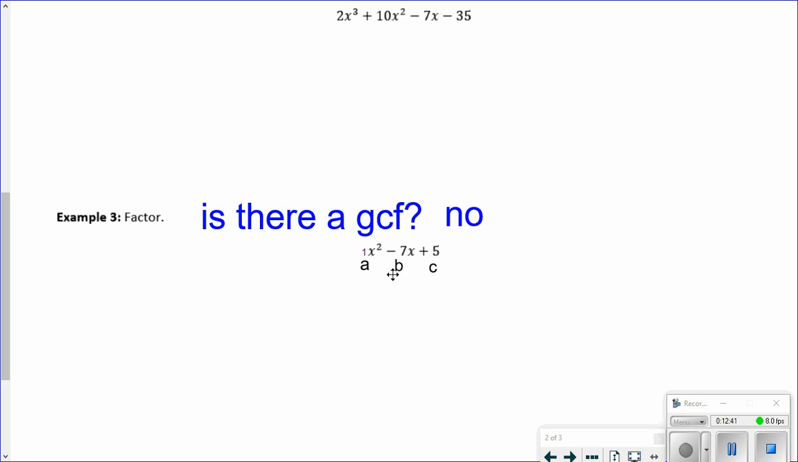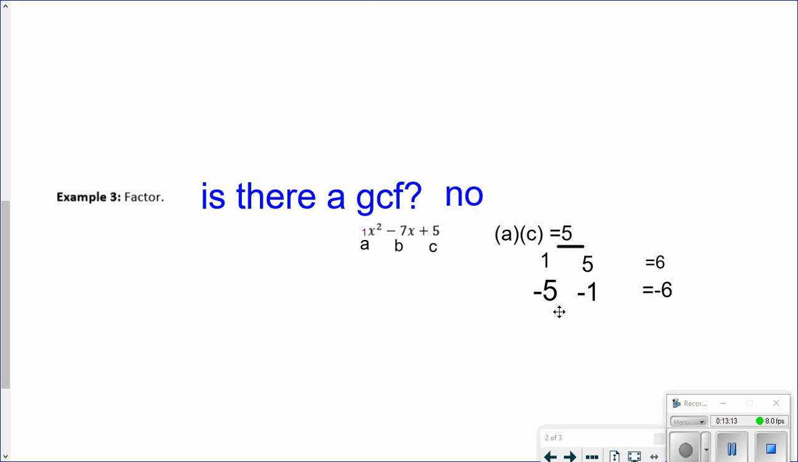So I need to find something that multiplies up to A times C, but adds to B. So I'm going to do A times C, 1 times 5 gives me 5. And I'm going to write out the factors. So I've got 1 and 5 I can multiply together to create that, but that adds up to 6, not -7. Then I can do -5 and -1, the negatives of them, because they'll multiply up to be a +5. But if I add those together, I get -6, not -7. And that's really it that works for 5.